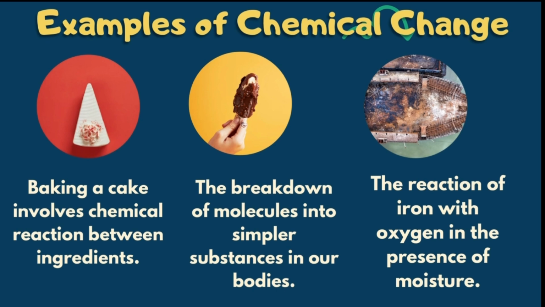Examples of chemical change. Baking a cake involves chemical reaction between ingredients, the breakdown of molecules into simpler substances in our bodies, the reaction of iron with oxygen in the presence of moisture.